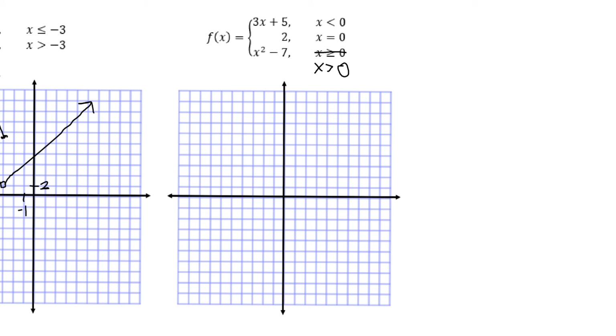So I'm going to plug in 0. So 3 times 0 plus 5. 3 times 0 is 0. 0 plus 5 is 5. So because we're strictly less than 0, I'm going to have an open circle at the point 0, 5. And I'm going to go up by 1s this time.